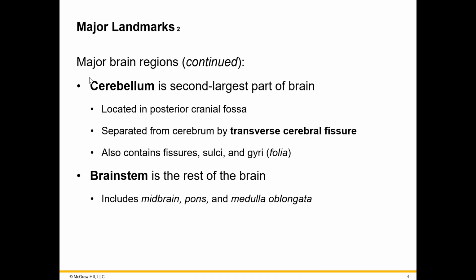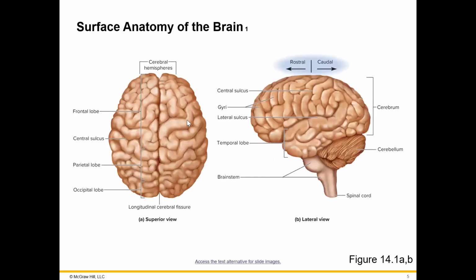There are also major brain regions known as the cerebellum. The cerebellum is the second largest part of your brain. It is located in the posterior cranial fossa, and it is separated from the cerebrum by a transverse cerebral fissure. It also contains fissures, sulci and gyri. The brainstem is the rest of the brain, which is made up of the pons, as we drew earlier, the medulla, and the midbrain.